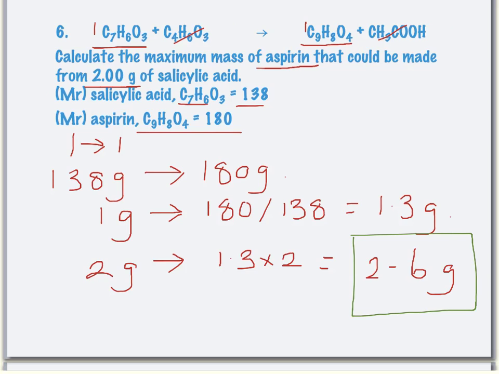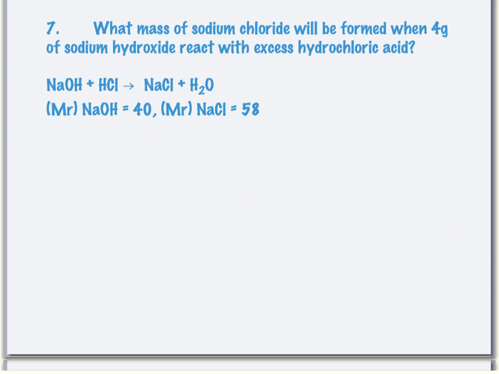So a couple of examples. Let's take a look at this one. Again, stop the video if you want to do it for yourself and then take a look at the answer. What mass of sodium chloride will be formed when 4 grams of sodium hydroxide react with excess hydrochloric acid? So what are we interested in? We want to know how much sodium chloride is being produced when we react 4 grams of sodium hydroxide.